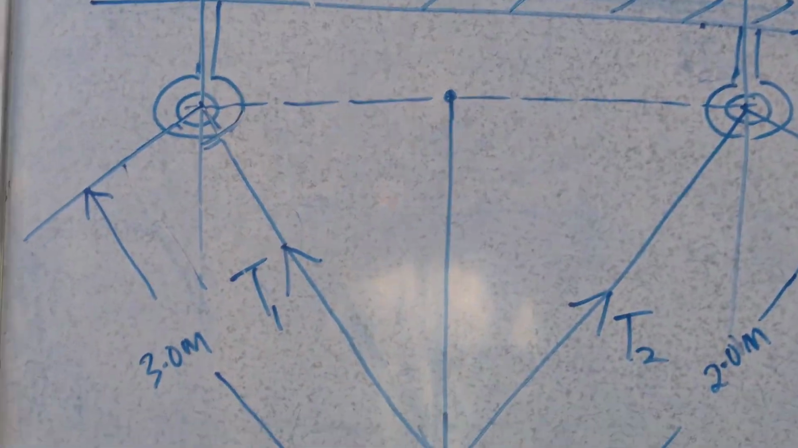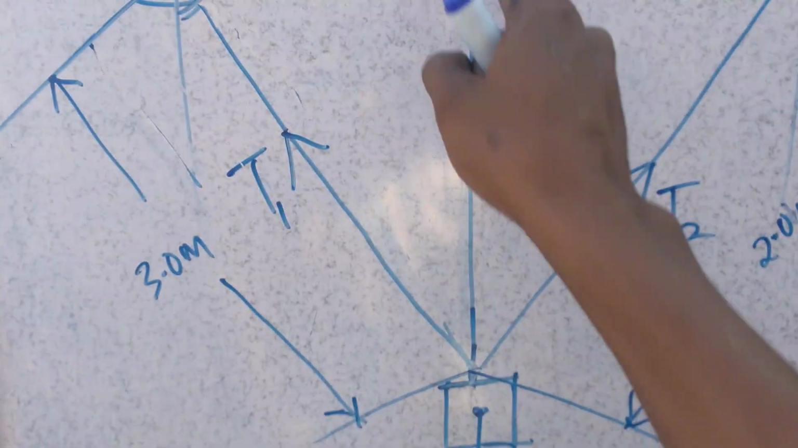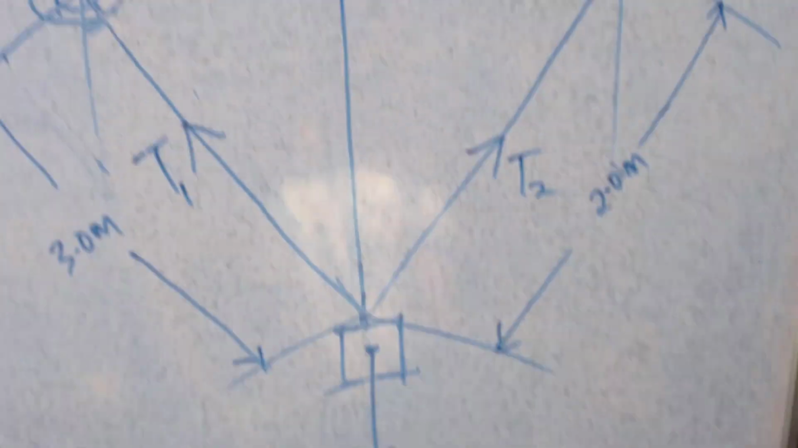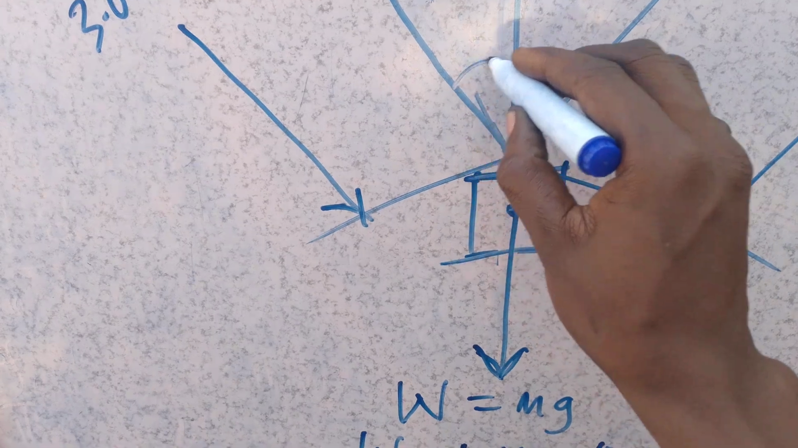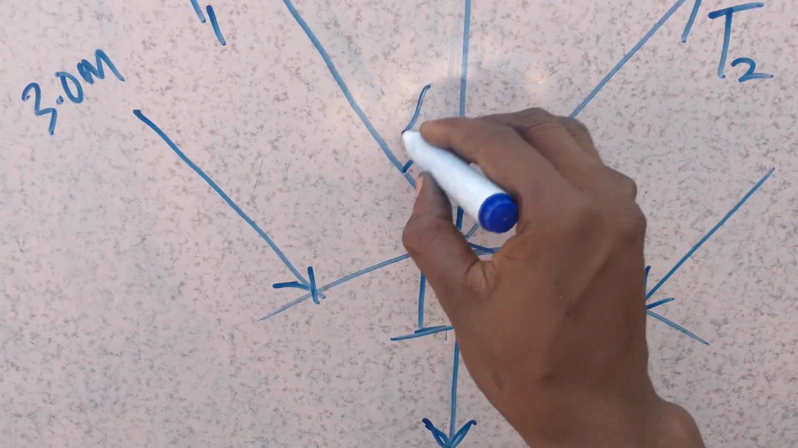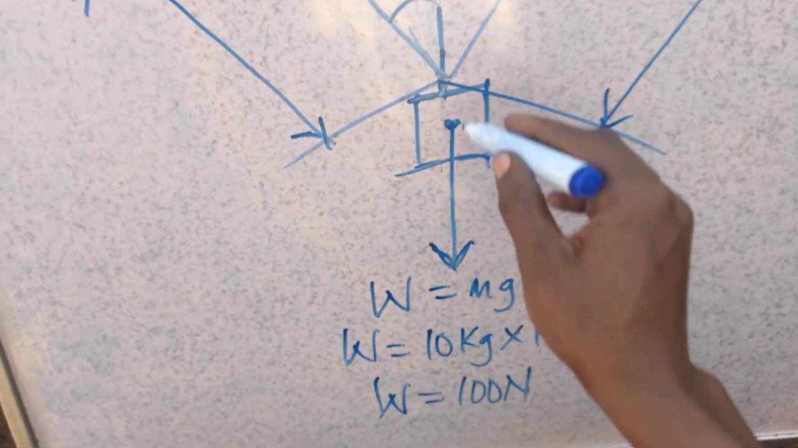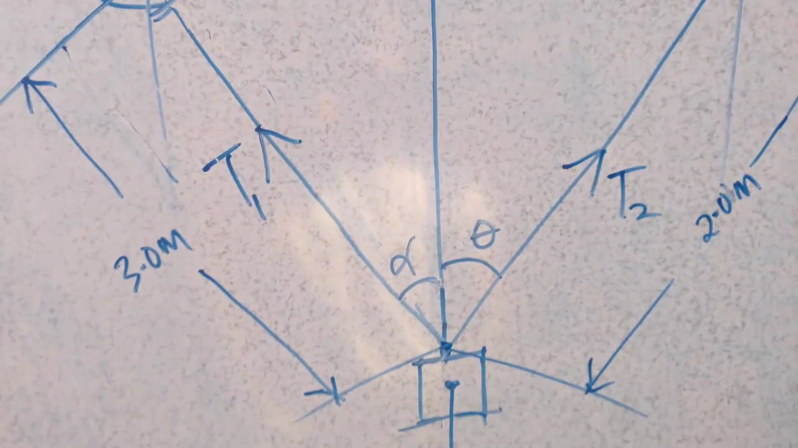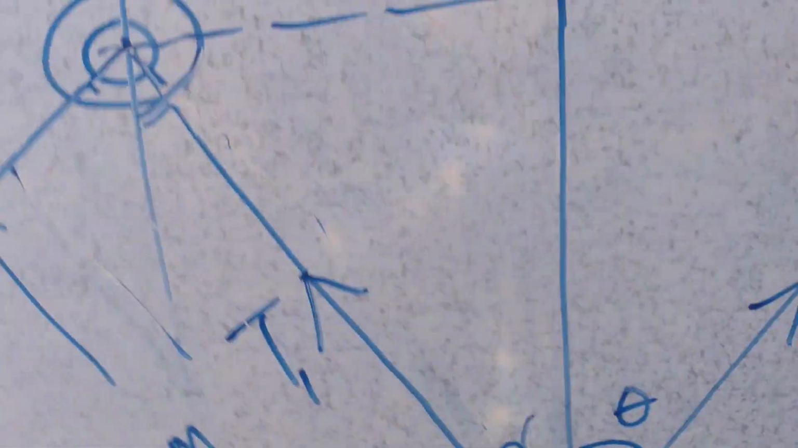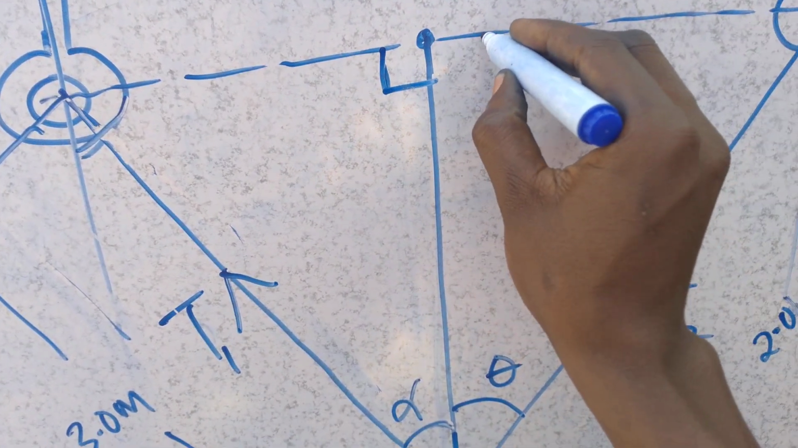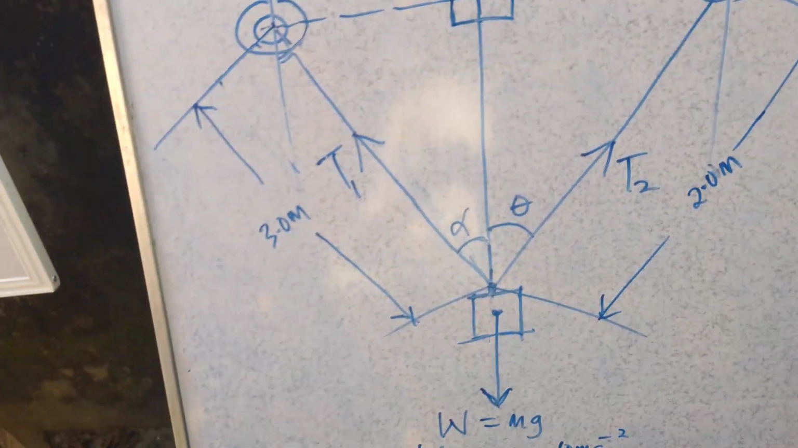Alright, so what I'll do now is cut out this section and solve. Then I'll cut out this other section and solve as well. So I can call this angle alpha, then call this other angle theta. Okay, so I'll cut that section out. You should know that this is 90 degrees, this is angle 90 as well. So I'll cut this section out, and I'm having something like this.